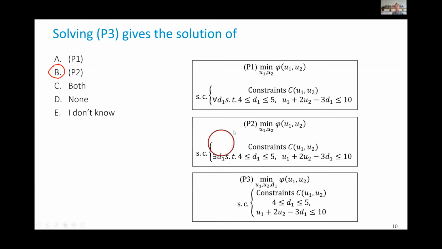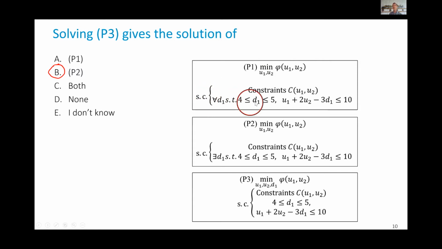Not exactly the same, because in P2, I'm not interested in D1, whereas in P3, I am. But apart from that, technically, solving one or solving the other, both are the same. In contrast, in P1, that's very different. In P1, I cannot choose D1. I have to choose U1 and U2, and someone who is truly an adversary, who is not cooperating with me, will choose D1.